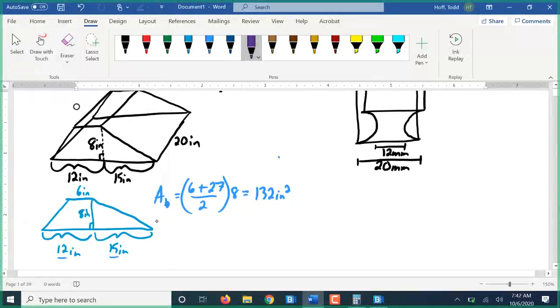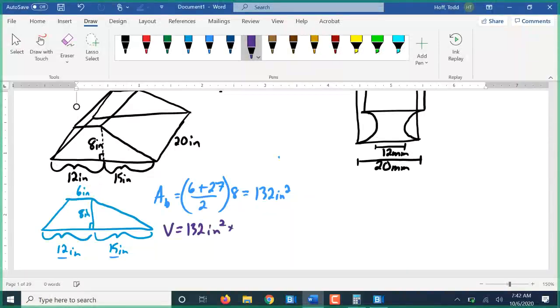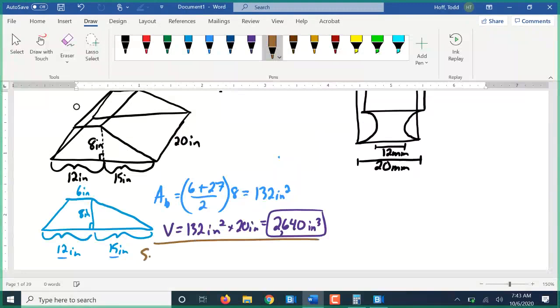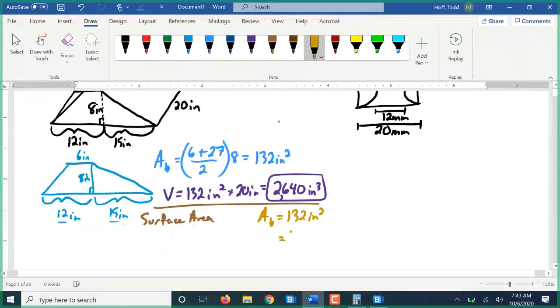So the volume is the area of that base, 132 square inches, times that height of 20 inches, which is 2,640 cubic inches for volume. For our surface area, we already have the area of our base, 132 square inches. And it does appear twice. There is one at the other end.